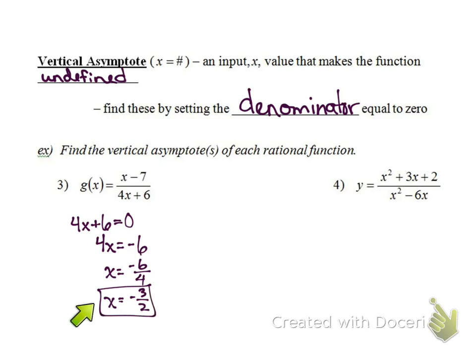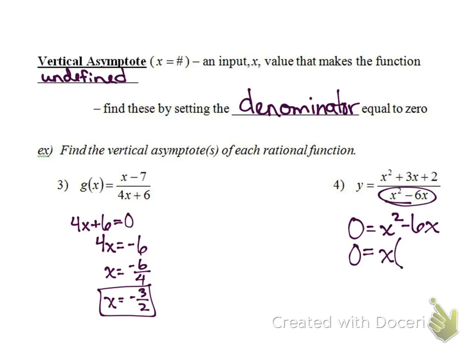So the vertical asymptote would be negative 3/2. Now, in the activity you had only answers that were integers, but fractions can also be found. I just didn't want that yesterday for easier purposes. Set the denominator only equal to 0. What would make this undefined?